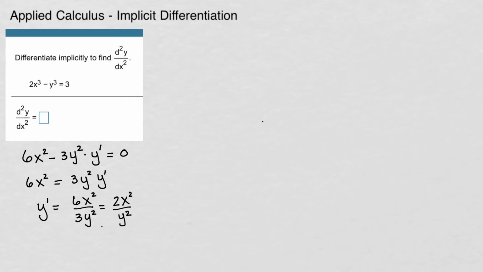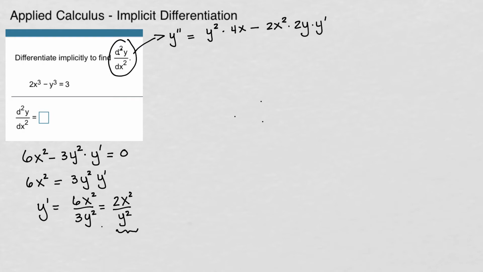Okay, so now I'm ready to find the second derivative. So the derivative of y prime is y double prime, which is the same thing as d squared y dx squared. All right. So now I'm going to take the derivative of this expression, and I'm going to use the quotient rule. So I start with the denominator times the derivative of the numerator minus the numerator times the derivative of the denominator, and that is 2y y prime. And this is all over the denominator squared, which is y to the fourth.